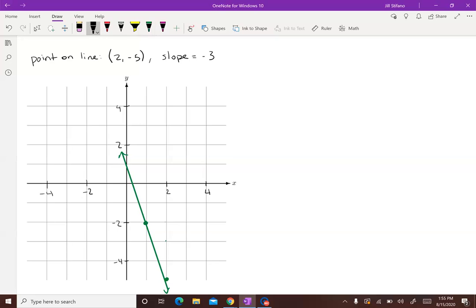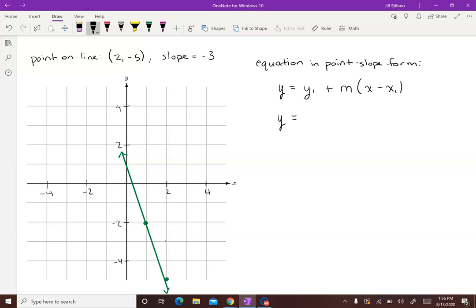Now, let's say we want to write an equation of the line. Based on what we know, it makes sense to use point-slope form in this case. And we know this will be of the form y equals y1 plus m times x minus x1. Remember, (x1, y1) represents a point on the line, which we have, so we can fill that in. And we also know the slope.